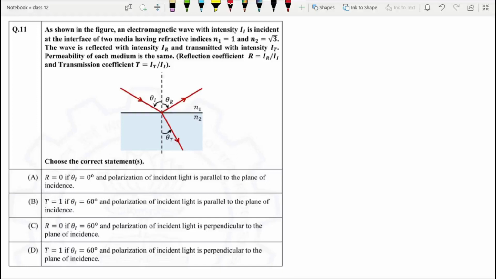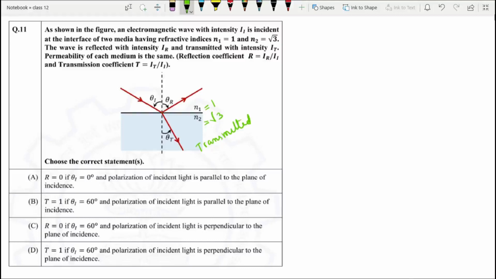Choose the correct option. So in this question they have taken two media having refractive index n1 equal to 1 and n2 equal to √3. An electromagnetic wave is incident at the interface, and a part of the beam is reflected and another part is transmitted. They have asked us to find which among the four options is the correct one.